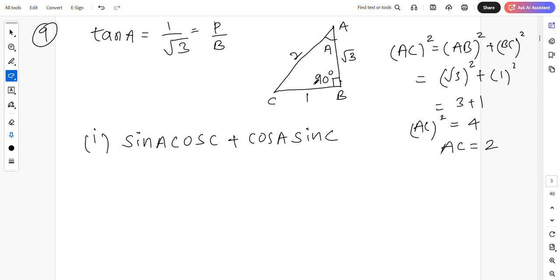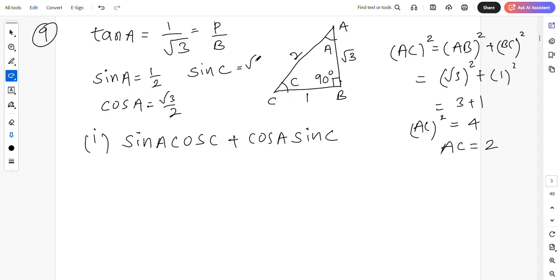Now, what is sin of A from this one? Sin is perpendicular by hypotenuse, so sin of A is equal to perpendicular by hypotenuse. Perpendicular is 1, hypotenuse is 2. How much is cos of A? Cos of A is nothing but base by hypotenuse, that is root 3 by 2. Again, what you are supposed to calculate? How much is sin C? Sin of C, this is angle C. What is sin? Sin is nothing but perpendicular by hypotenuse.